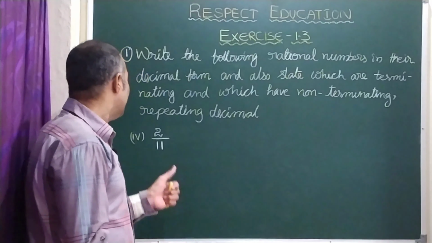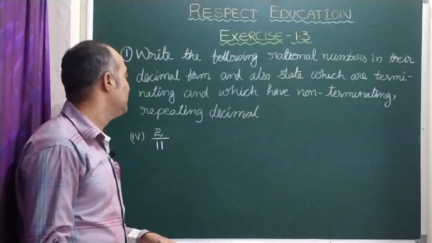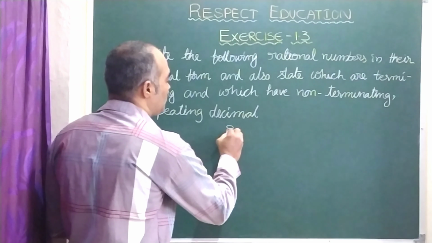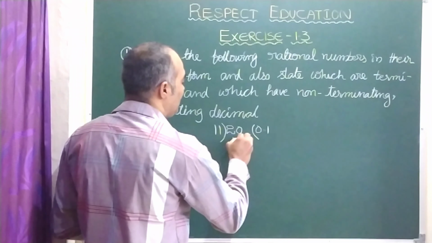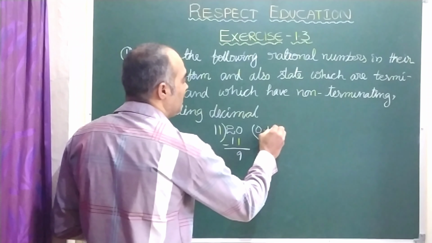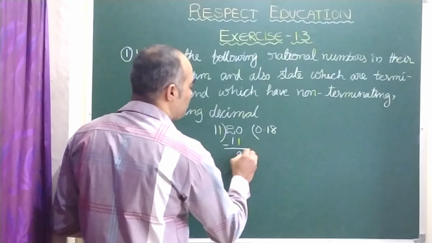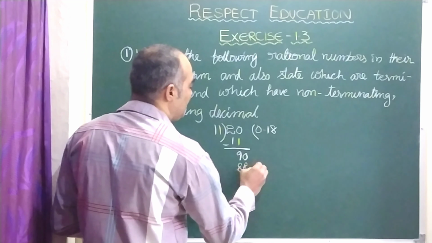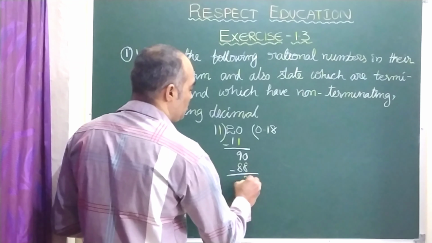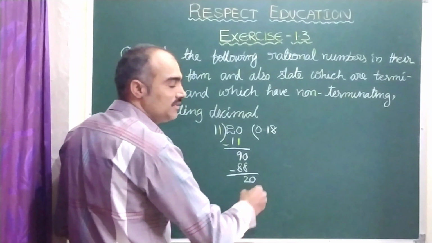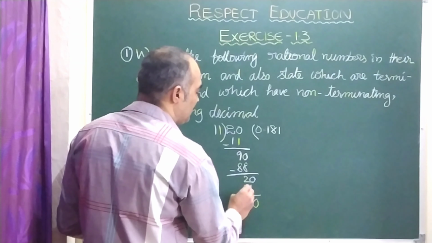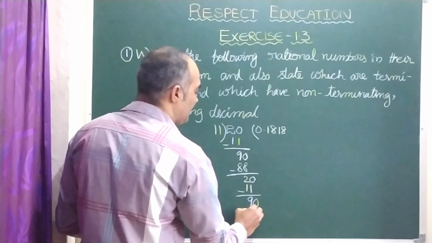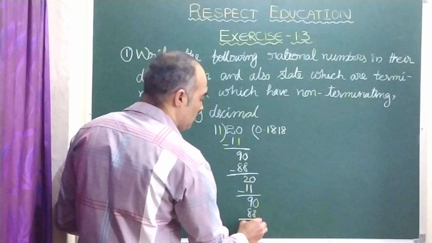Now let us see the next bit, that is the fourth bit. Okay, 2 by 11. So here let us write 2 here, children, with 11. 0 point, 2 becomes 20, 11 1s are 11, so here 9 on subtracting. Then 90, 11 8s are 88, so here it is 2 again because this point 0 comes. So again 11 1s are 11, again 9, from this point again 0 comes, again 11 8s are 88, again 2 comes. See here, from this point again 0 comes.